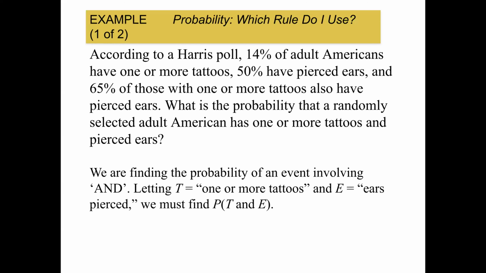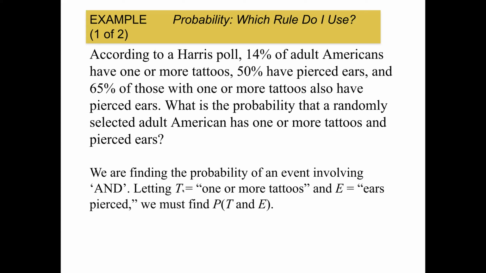Which probability rule would I use? 14% of adult Americans have one or more tattoos. 50% have pierced ears, and 65% of those with one or more tattoos also have pierced ears. What is the probability that a randomly selected adult American has one or more tattoos and pierced ears? Remember, the key word here is and, so that's going to limit us to the multiplication rules.